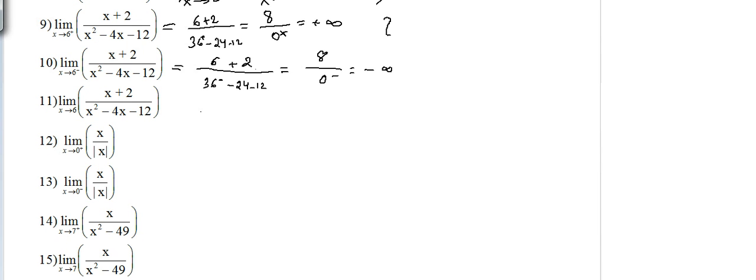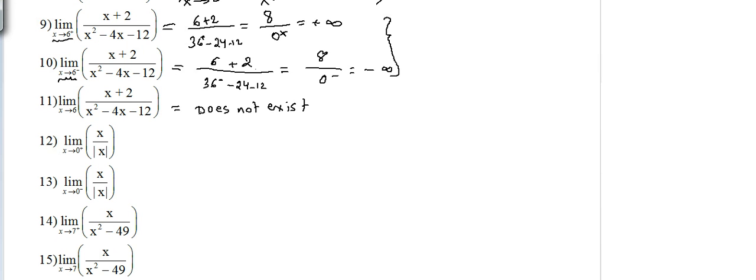Now, since to the right of 6 is not equal to the left of 6, one is plus infinity and one is minus infinity, for number 11, the same limit as x tends to 6, we can say directly it does not exist.